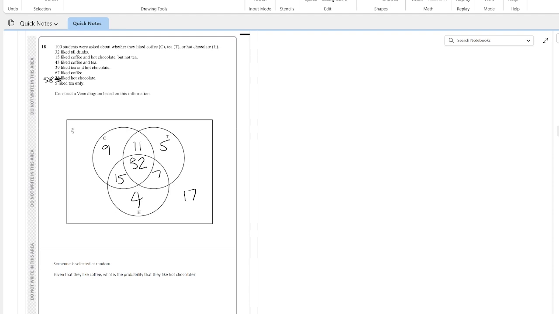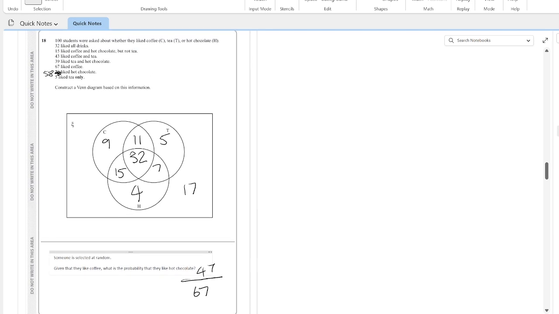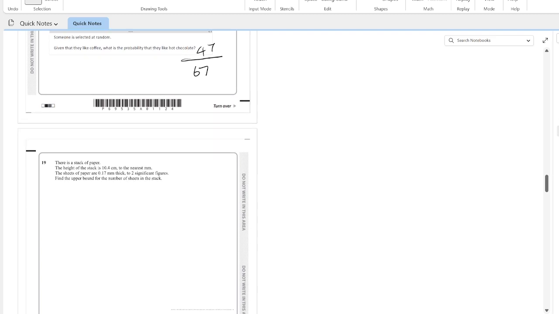Okay, the second part is that someone is selected at random. If they like coffee, what is the probability that they like hot chocolate? And this is a very simple question, because 67 people like coffee. So that's what we're choosing from. And 47 of them, which is this region right here, 47 of them like hot chocolate. So that's 47 over 67. And you should leave it as a fraction because that's more exact than a rounded decimal.